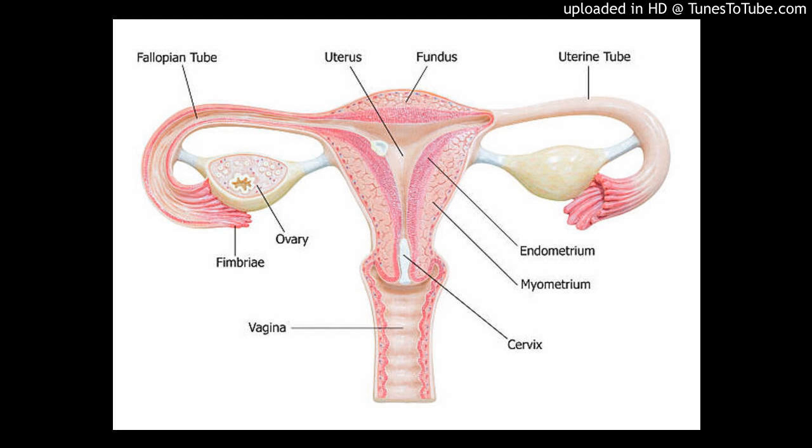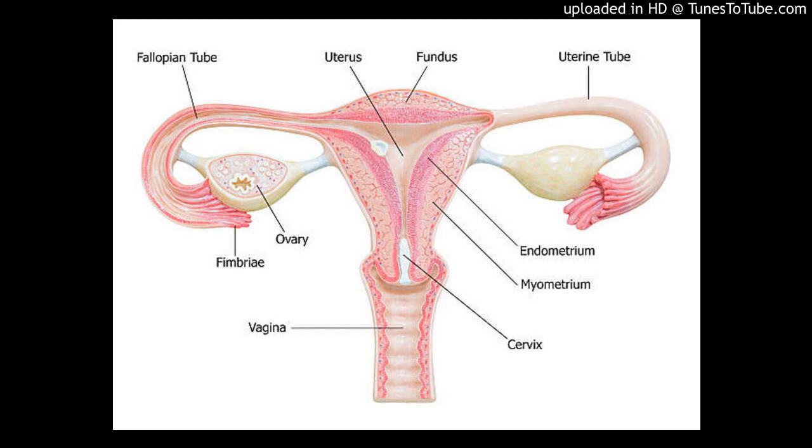They grow in bubble-like structures called follicles, which are called Graafian follicles. So these are the Graafian follicles. The Graafian follicle consists of the ova. Now when it is mature, the Graafian follicle ruptures and releases the ova out.